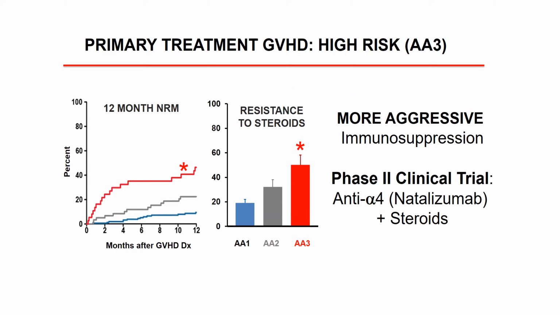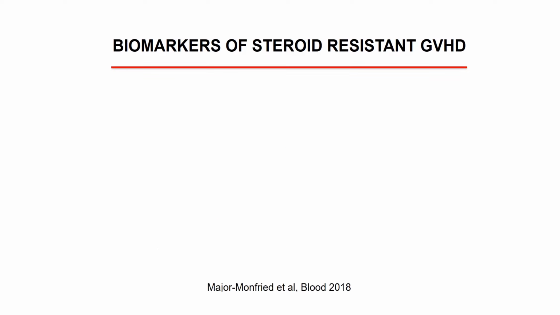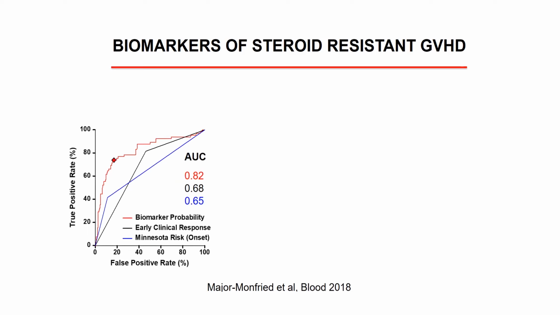And here at Mount Sinai, we actually had a phase 2 trial of the monoclonal antibody natalizumab, which is an anti-alpha-4 receptor monoclonal in addition to steroids. So just to show you that that's the snapshot at the onset of GVHD. After GVHD, 1 week after treatment, you can use the same biomarkers. It's actually the very same algorithm.